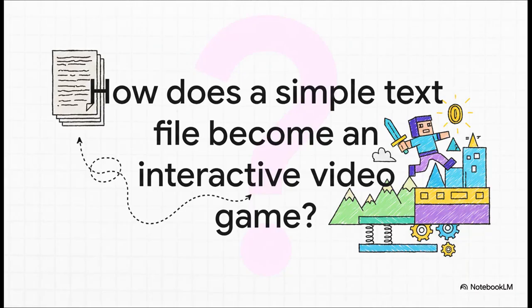I mean, really think about that for a second. You start with a file of plain text, just words and symbols. And somehow that becomes this living, breathing, interactive world on your screen with characters and physics and goals. It feels like absolute magic, doesn't it? So how in the world do you get from A to B?